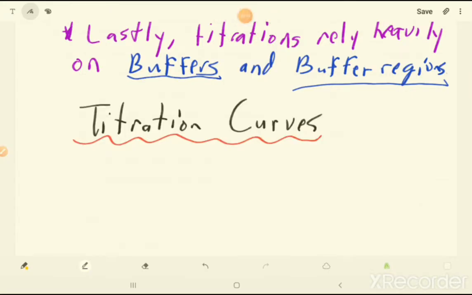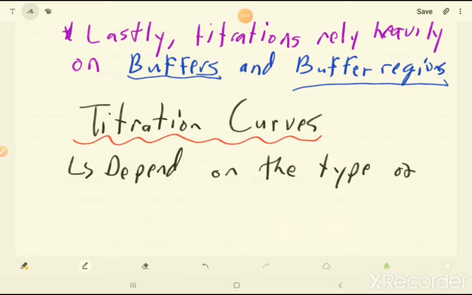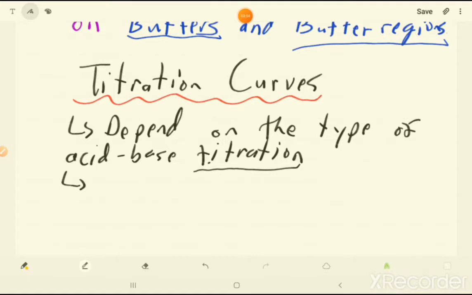So when we go and draw titration curves, there are two things that we can rely on. First, they depend on the type of acid-base titration that we're doing. By that, we're talking about whether it's a strong acid, strong base, weak acid, strong base, and of course a polyprotic titration. And they're also dependent on what the titrant is.